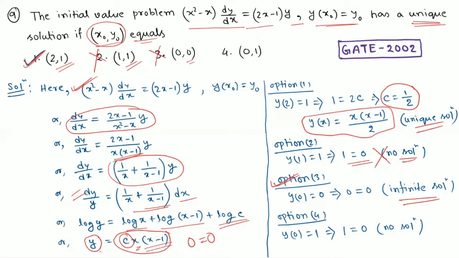And in option 4, the point is 0, 1. If we put x equals 0 and y equals 1, then we are getting again 1 equals 0, which is not possible. So in this case, no solution. So option 4 is incorrect. So only option 1 is correct. Now question number 10.